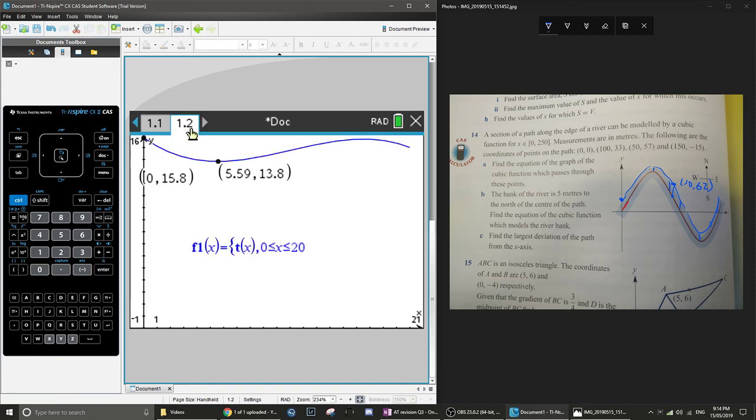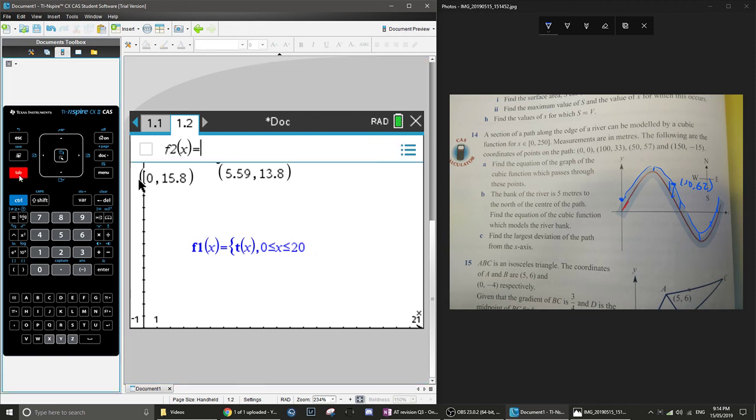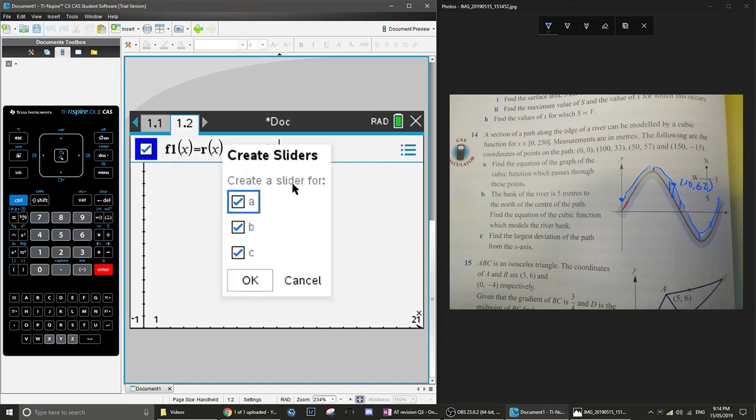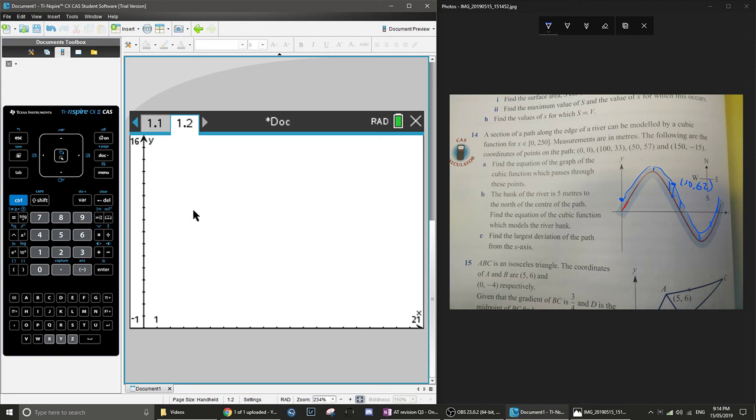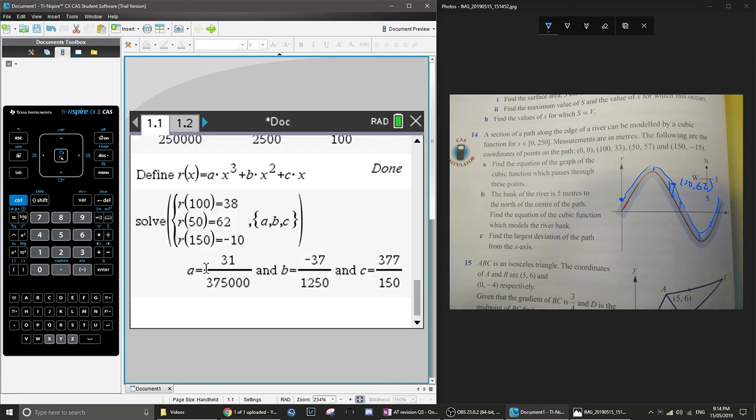So I'm going to just do this graphically. X, and my range is from 0 to 250 meters. It asked me to make a slider for A, B, and C. Doesn't save them.